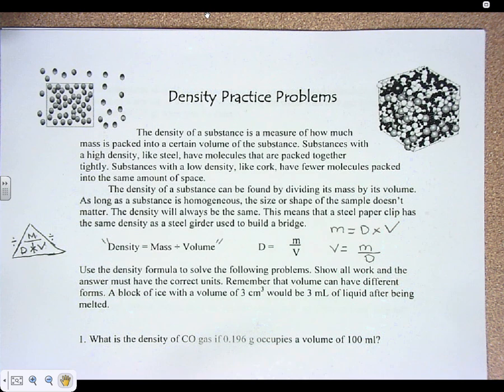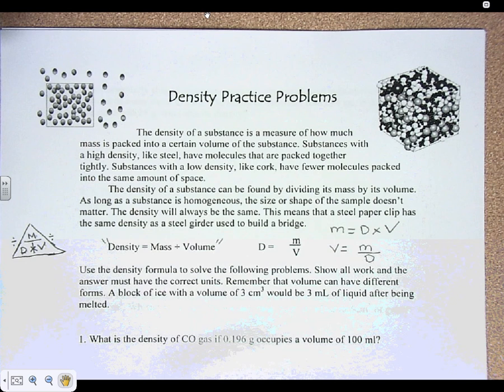It's basically a measure of how much mass is packed within a specific volume. The tendency is that substances that feature a higher density, like steel, have molecules that are packed tightly together within a specific volume. Conversely, substances that feature low density, like cork, tend to have fewer molecules packed within maybe a similar space. So when you're talking about density, you're looking at the packing of these molecules.